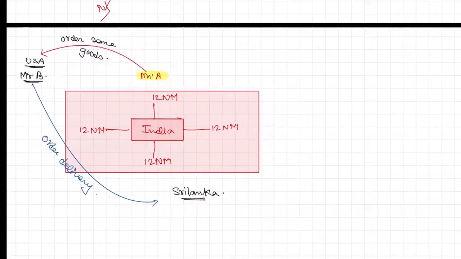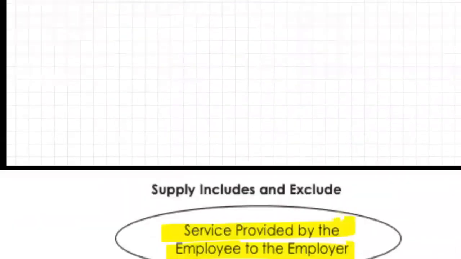Now, people used to think that because Mr. A is in India, and he is placing an order from India, that goods are going to Sri Lanka, that means he should be taxed. There should be GST liability. Correct. So what did the government say? Now see. Remember this: after this 12 nautical miles, whatever is there is a non-taxable territory for us. Now read this point. I hope now you can connect with the point.